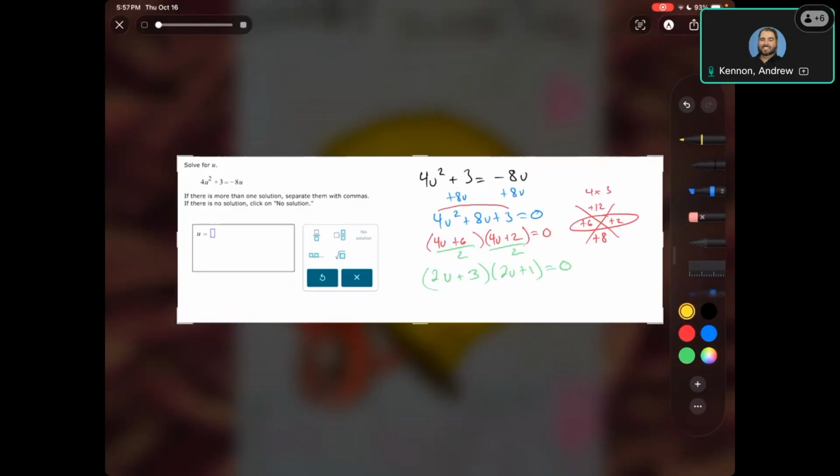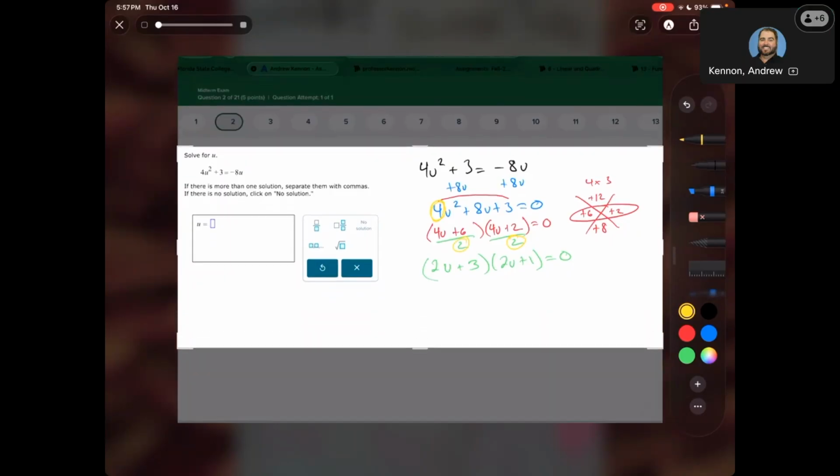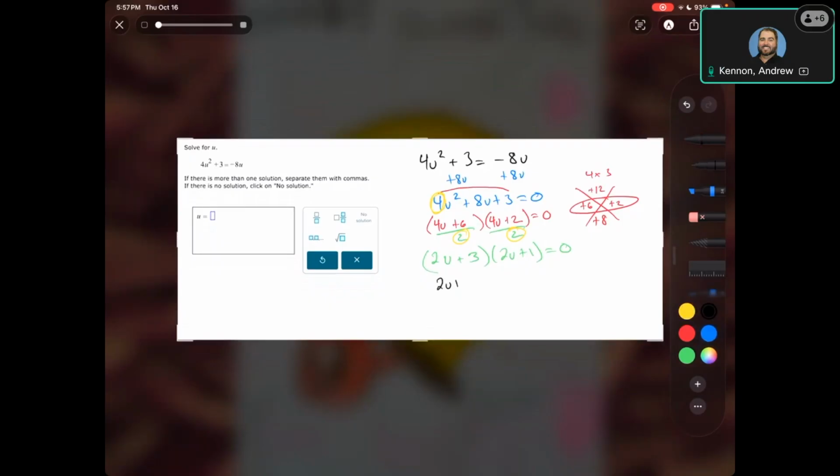So what happens here is we multiplied by 4 at the beginning, so we divide by 2 and 2, which is 4 at the end. So those numbers will always match up like that. Not quite done because it is equal to 0 though. So we do 2u plus 3 equals 0, and 2u plus 1 equals 0. On this one, I subtract 3 from both sides and divide by 2. And on this one, I subtract 1 from both sides and divide by 2. So I get two answers here, -3/2 and -1/2.